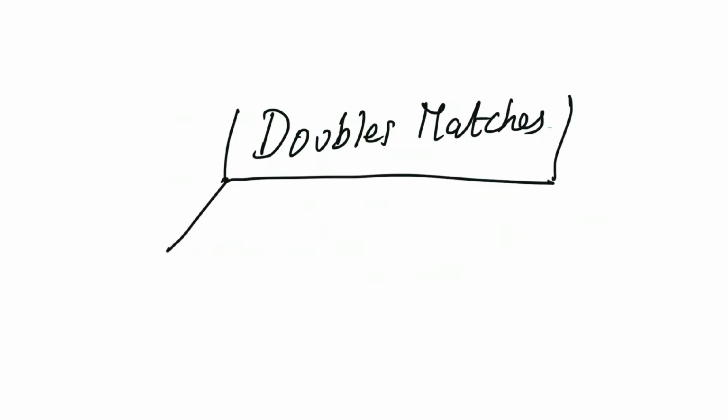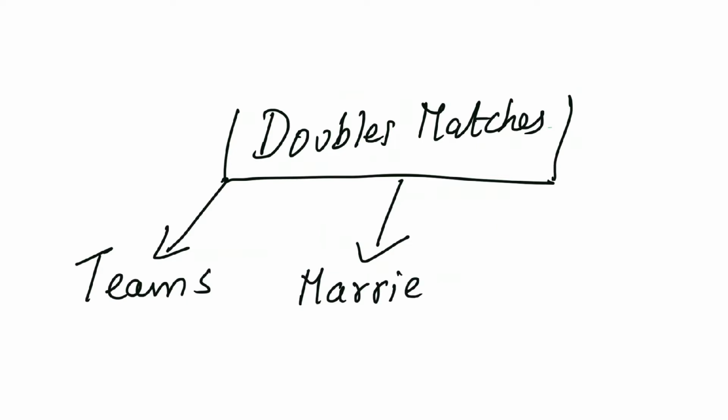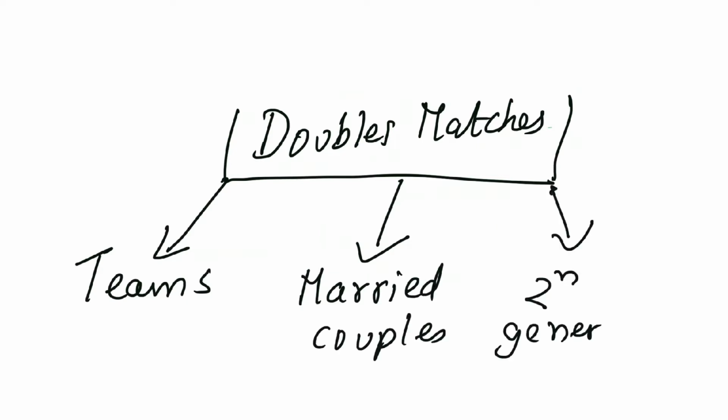One, a case of forming teams without any restrictions. The second case of married couples, interesting situations dealing with married couples, and the third case will be generating a general formula where there are 2 raised to n players. And so let's look at the first case.